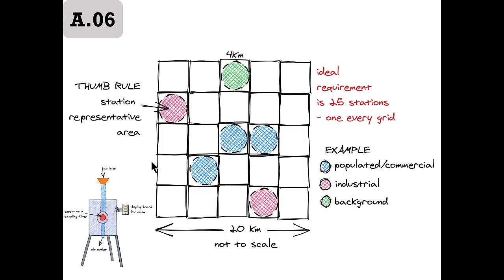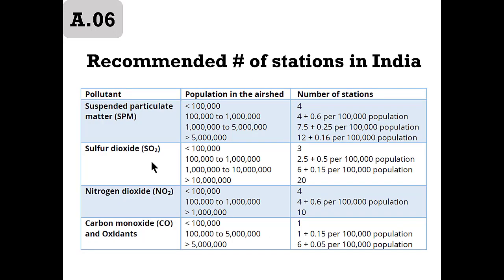And if you have a city of 20 by 20 kilometers, then you will definitely need 25 stations, one in each of these grids, to represent the air quality. But that means higher costs, higher maintenance work, and higher effort in reporting and archiving this information and using that for PR. So you pick and choose representative locations within the city domain and use those for further analysis. The simple answer is as many as possible, but there are thumb rules that one can apply.